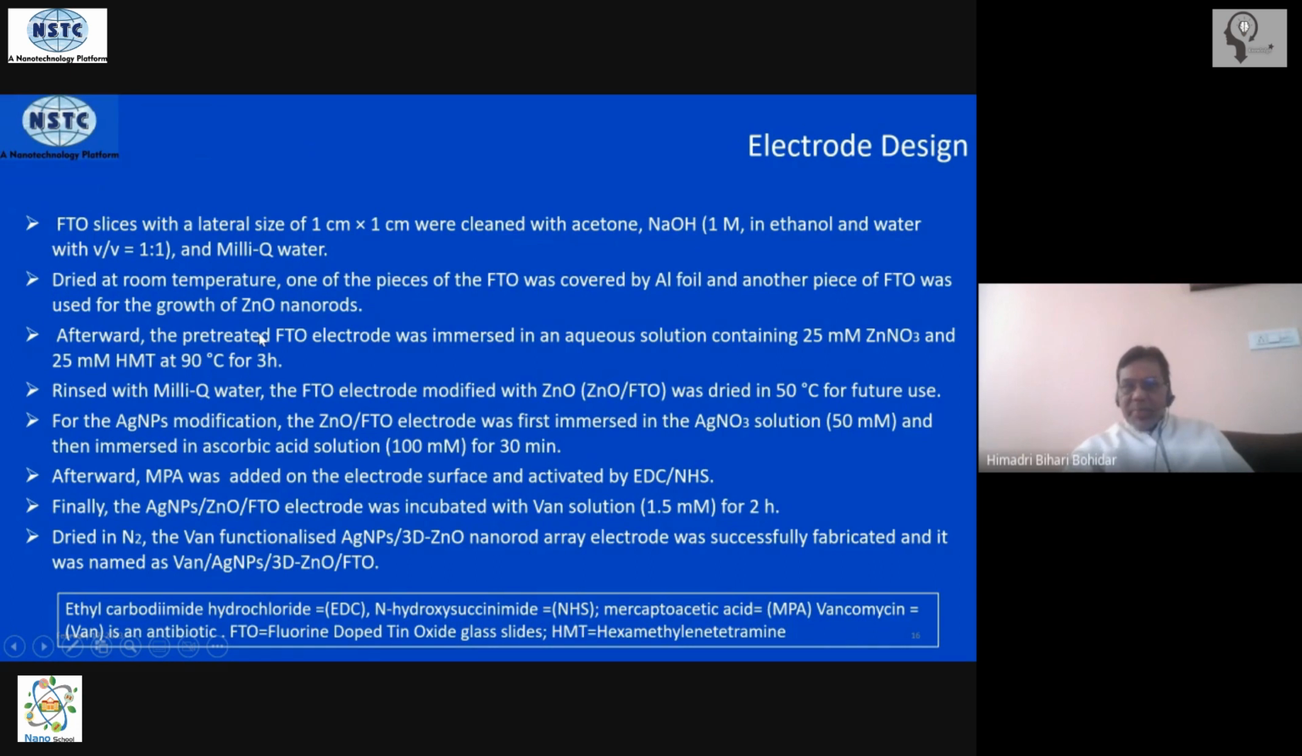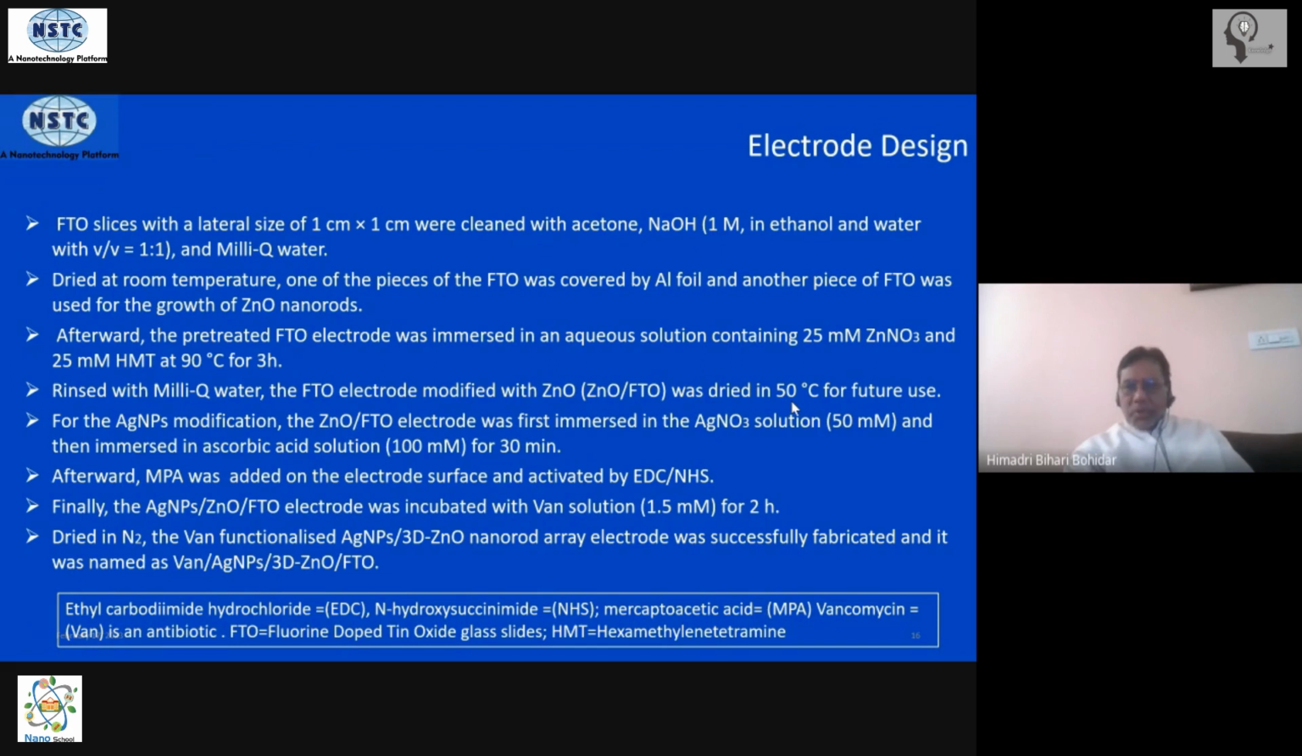First, preheat the FTO electrode and then immerse it in a particular concentration, 25 millimolar zinc nitrate, and hexamethylene tetraamine solution at 90 degrees for a couple of hours. So you'll see the zinc oxide rod nanostructures will develop on it. Then it's rinsed with deionized water and dried at moderate temperature for future use. So this is the fabrication of the electrode and making the zinc oxide rods on it, an array of rods, let us say.